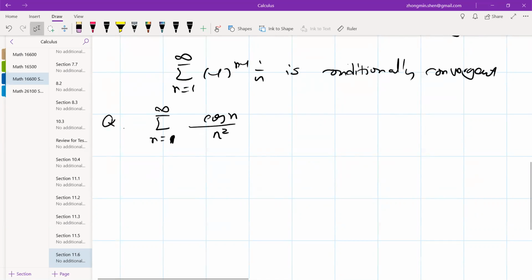Recall how many theorems we use. We have the nth term test for divergence. So we can use the nth term to check whether it's divergent. Then I look at the nth term here, and I think it converges to 0. So it's useless. We cannot use the nth term test for divergence to prove it's divergent, because the nth term approaches 0.